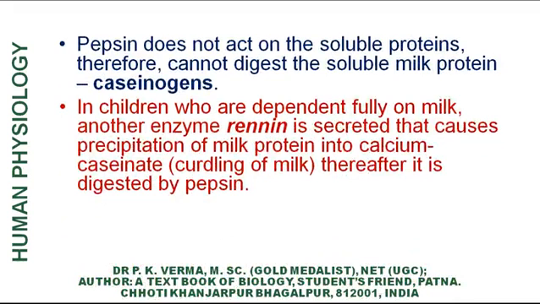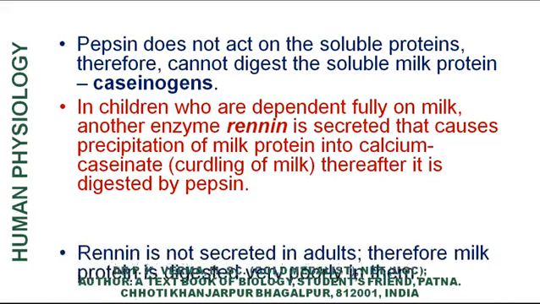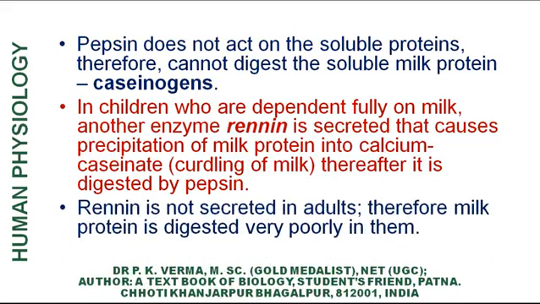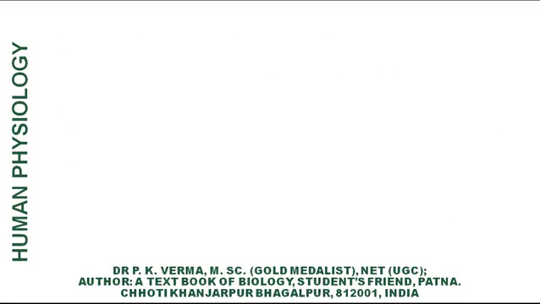In children who are fully dependent on milk, another enzyme, renin, is secreted that causes precipitation of milk into calcium caseinate. It is commonly called curdling of milk. Thereafter, the solidified casein can be digested by pepsin. Renin enzyme is not secreted in adults and therefore milk protein is digested very poorly in them.